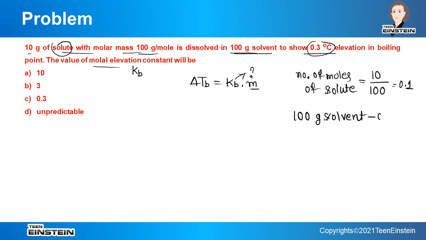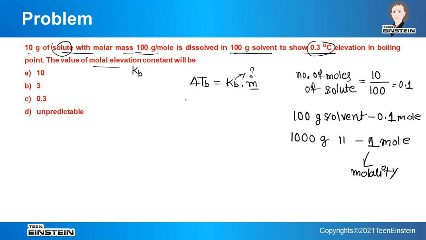It contains 0.1 mole of solute. But we require molality. According to the definition of molality, it is the number of moles of solute present in 1000 gram solvent. So 100 gram solvent contains 0.1, so 1000 gram solvent will contain simply 1 mole. That is 10 times higher. So now this is actually the molality.